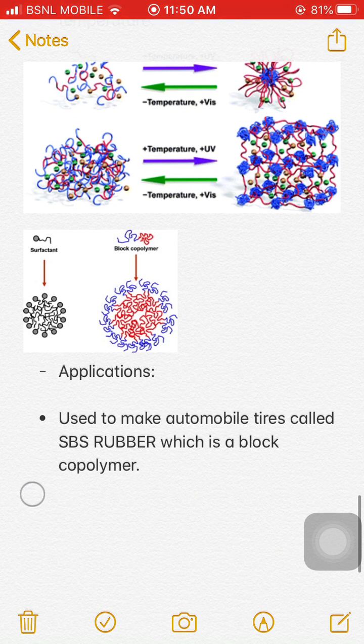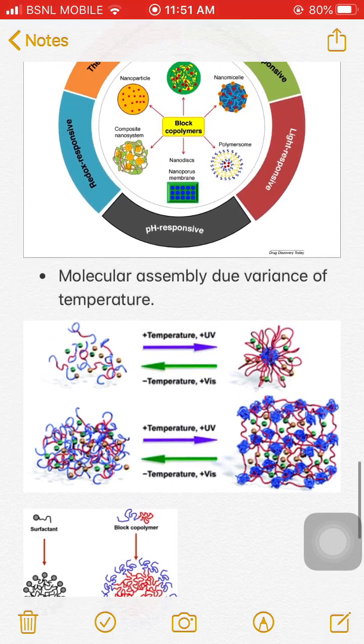Now the application of this block copolymer is, it is generally used to make automobile tires called SBS rubber, which is a block copolymer. So this is all about the graft and block copolymer, and the main points you have to remember here are the properties and applications of block and graft polymer, and also the definition of these two, and majorly what is the molecular assembly of this block copolymer.